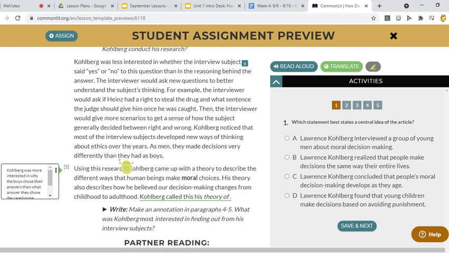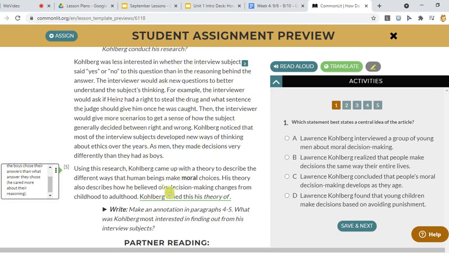So the main idea of this section is, what was Kohlberg most interested in finding out about? And we just proved he's most interested in finding out why the boys chose their answers rather than what answer they chose, whether they chose yes or no. He cared more about the reasoning. So Kohlberg, when doing this experiment, cared more about why they picked what they picked and not what they picked exactly. That's the central idea of this section right here.